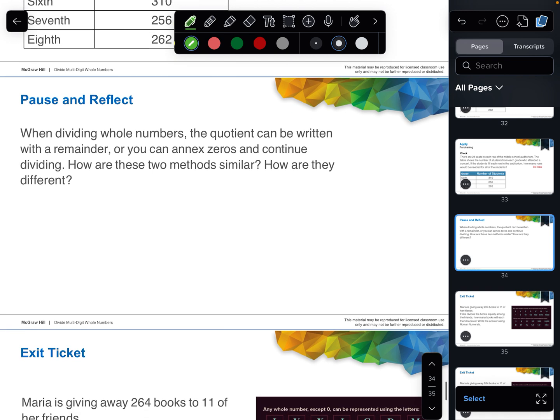I also want you to pause and reflect. When dividing whole numbers, the quotient can be written with a remainder, or you can annex zeros and continue dividing. So how do you think these two methods are similar and how are they different? Okay, think about it and we'll talk in class tomorrow.